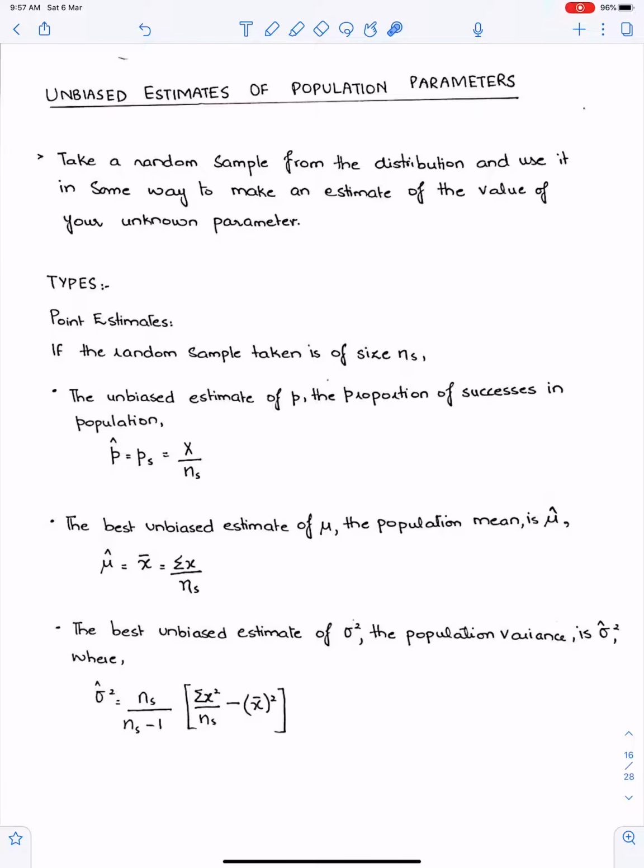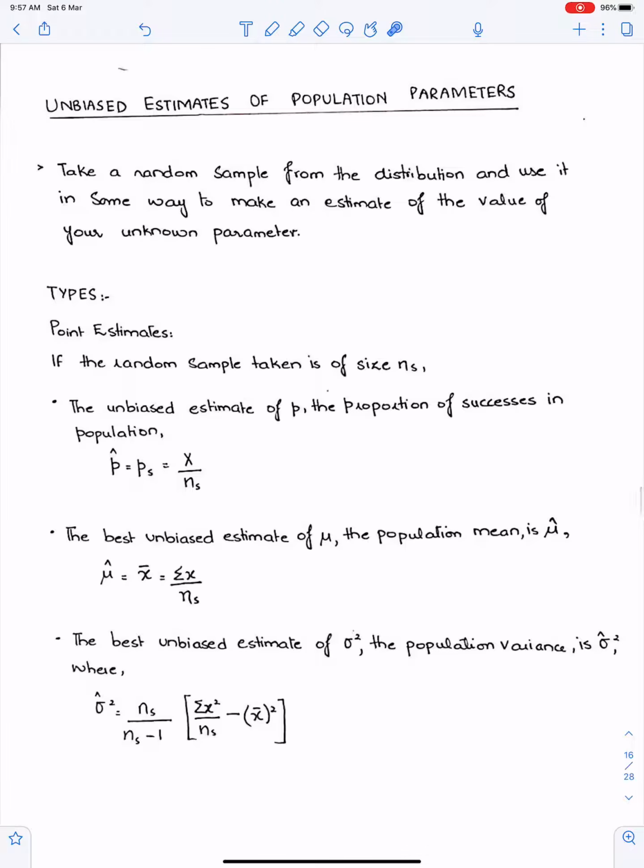Unbiased estimates of population parameters. Now, this is the topic which I discussed early in this lecture, that we use sampling to estimate the values of the unknown population parameters.